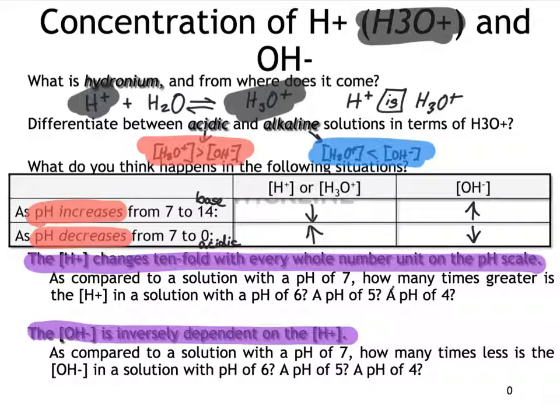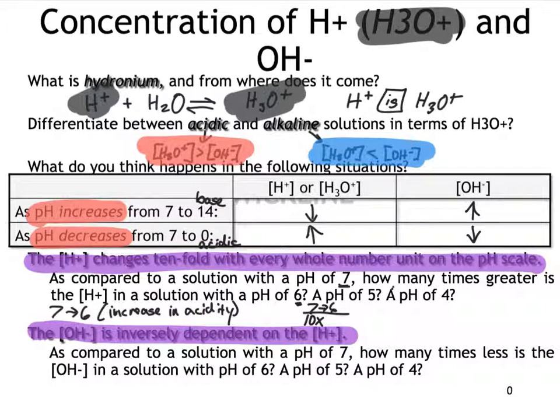As compared to a solution with a pH of 7, how many times greater is the concentration of hydrogen in a solution with a pH of 6? So let's look at the 7 and the 6, and you can use the advice from up here. The concentration of hydrogen changes tenfold with every whole number unit. So if we go from 7 to 6, that's a whole number unit, and we're going from 7 down to 6, which means that you're increasing the acidity. And since it was a 1 unit change, then that means you have 10 times more acidity. In terms of concentration of hydrogen, that would mean 10 times more hydrogen.